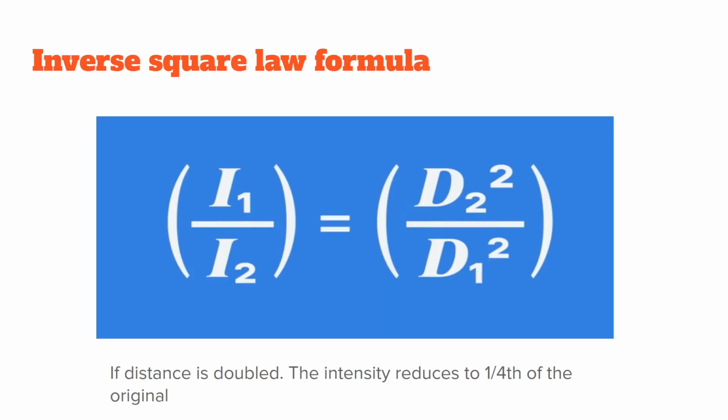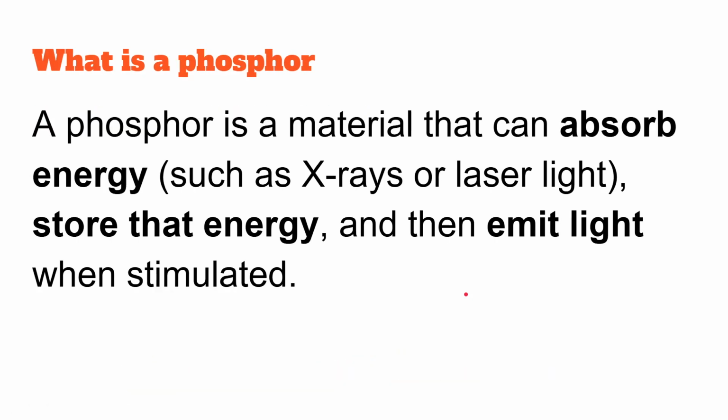But I would still fully know the original formula as well. We're going to be getting into some image receptor systems, and I think it's really important that we understand just the word phosphor. A phosphor is a material that can absorb energy, such as X-rays or laser light. It can then store that energy, and it can emit light when stimulated.